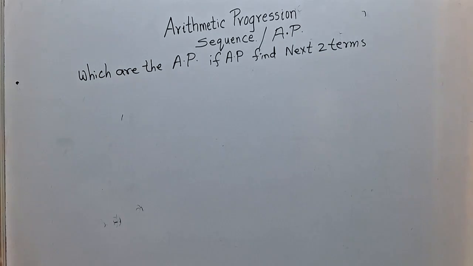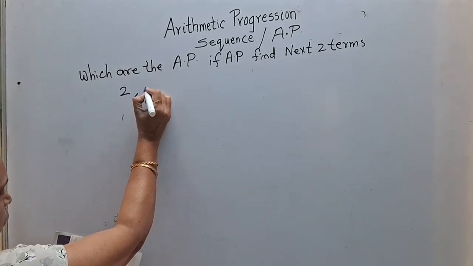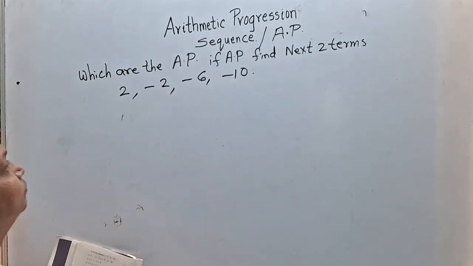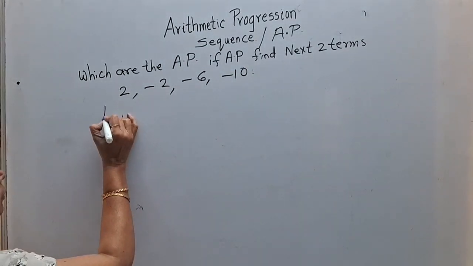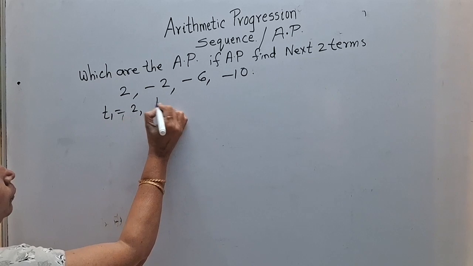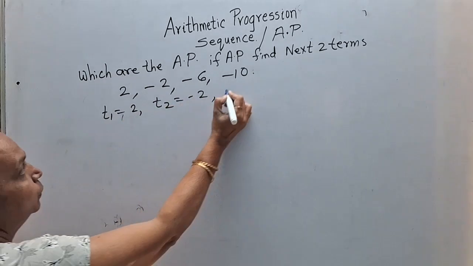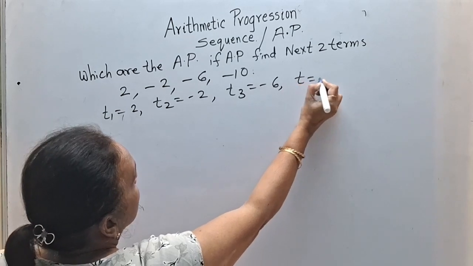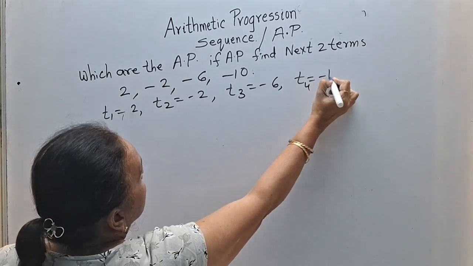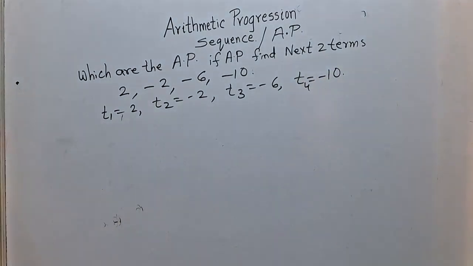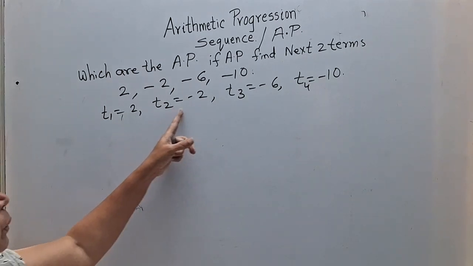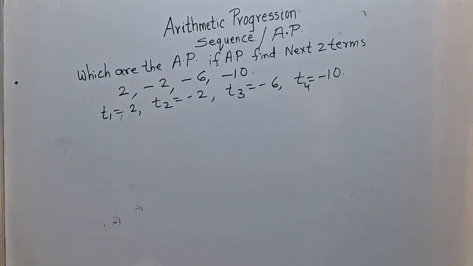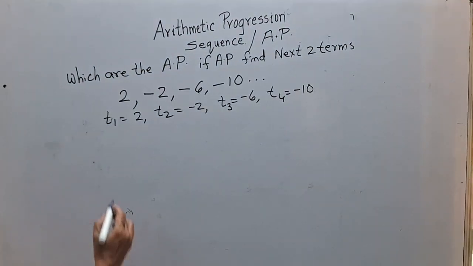Now we will take an example. 2, minus 2, minus 6, minus 10. Again I will write T1 is equal to 2, T2 is equal to minus 2, T3 is equal to minus 6 and T4 is equal to minus 10. So T1 is 2, T2 is minus 2, T3 is minus 6, T4 is minus 10. Now we will find the common difference.